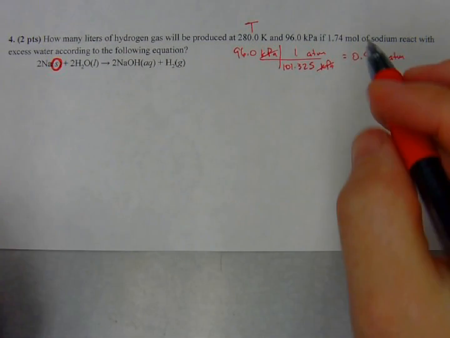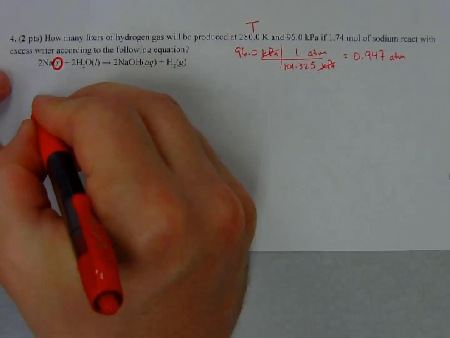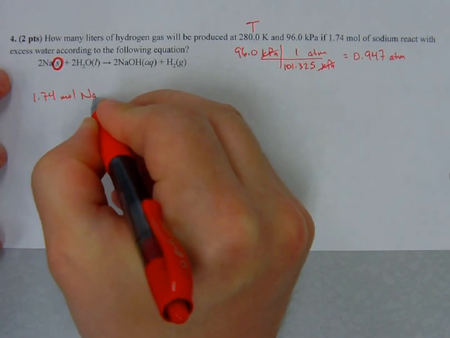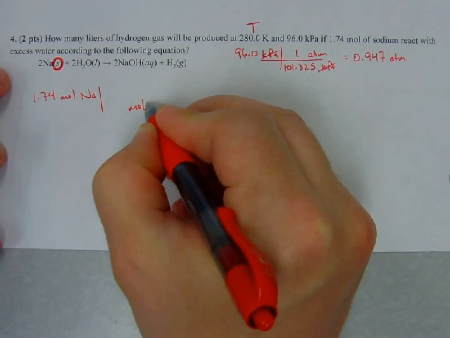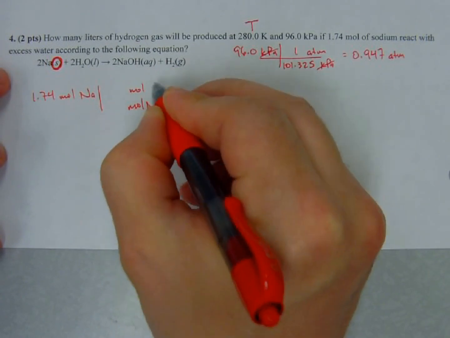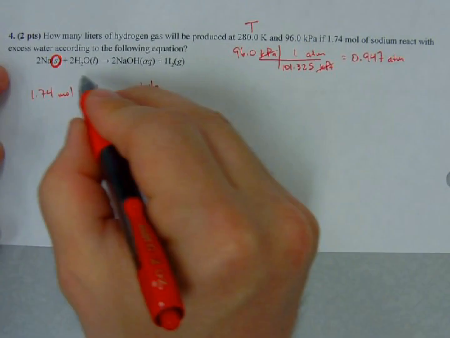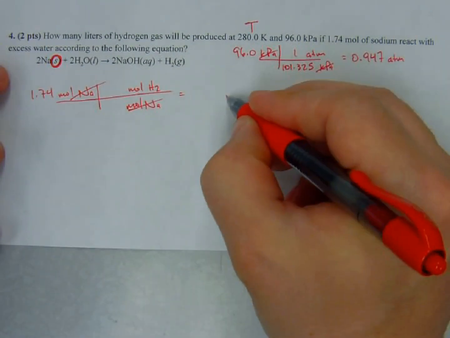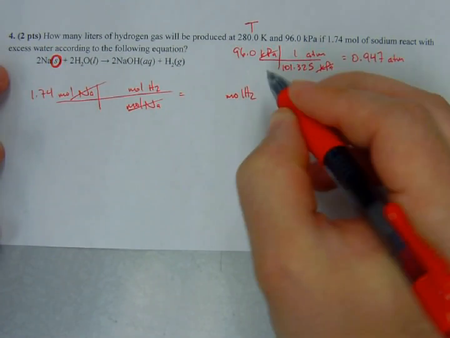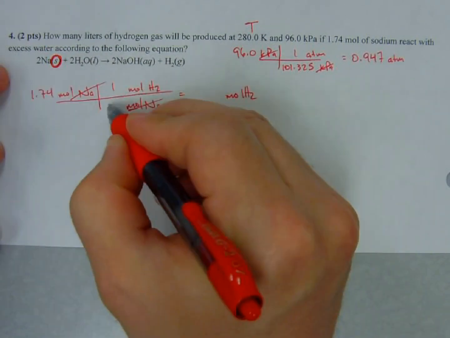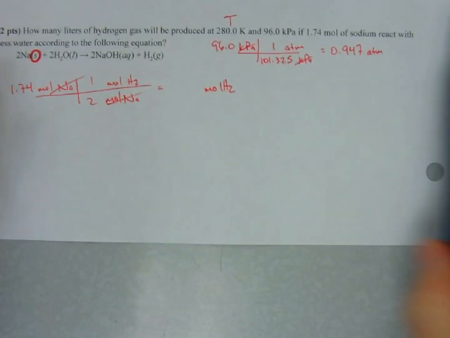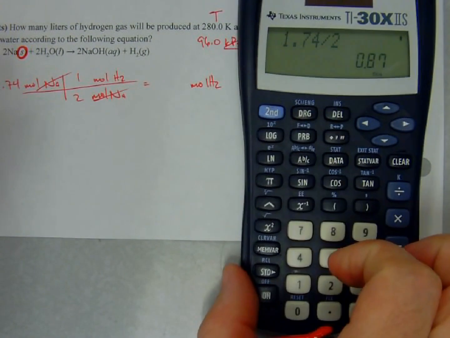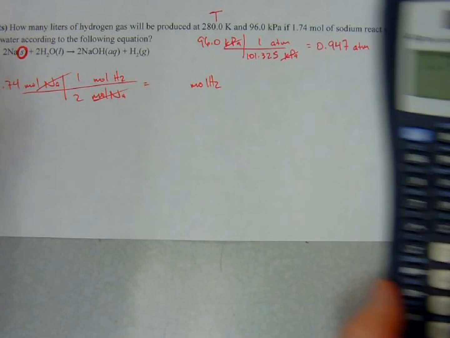Thank goodness. So we'll take this 1.74 moles of sodium and convert from moles of sodium into moles of H2. And we see that moles of sodium will cancel and I'll end up with moles of H2. This is a 1 to 2 ratio. 1.74 divided by 2 equals 0.87. I need 3 sig figs.